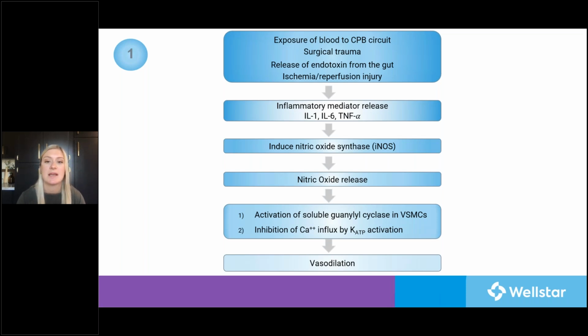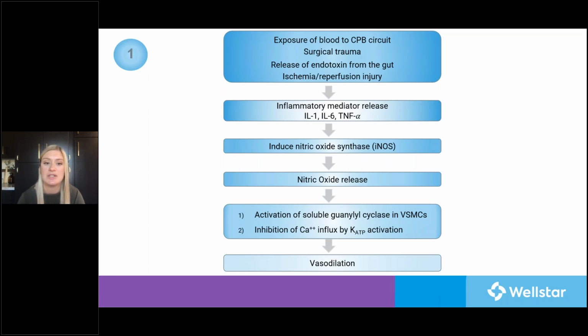So the first mechanism to discuss is nitric oxide production. A systemic inflammatory response is triggered by multiple factors both during and post cardiopulmonary bypass, including exposure of blood to the bypass circuit, surgical trauma, release of endotoxins from the gut, and ischemia and reperfusion injury. All these cause a release of inflammatory cytokines, which are your interleukin-1, interleukin-6, and tumor necrosis factor alpha. And these inflammatory cytokines induce nitric oxide synthase, which increases the production and release of nitric oxide.